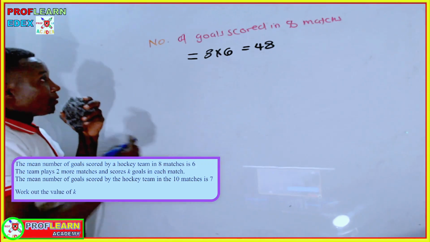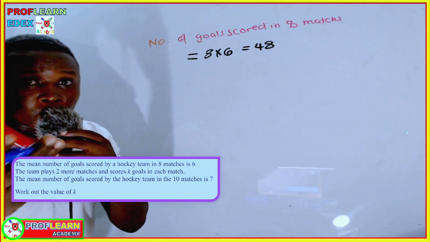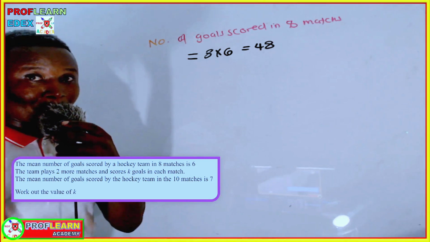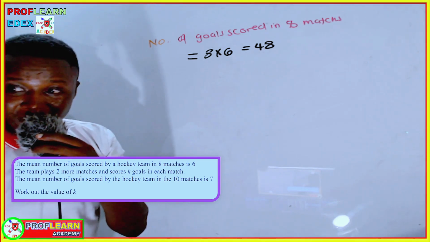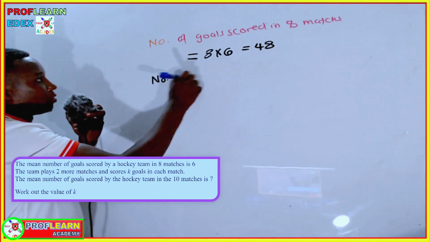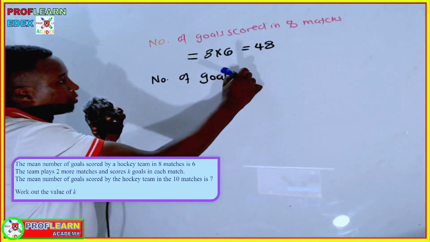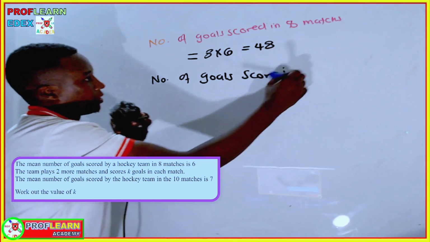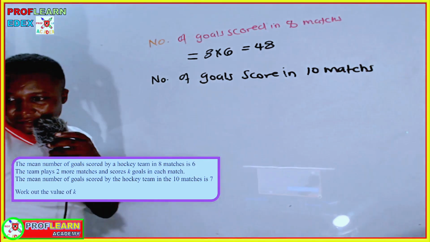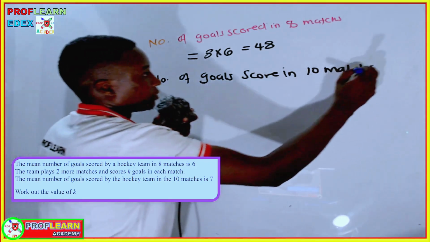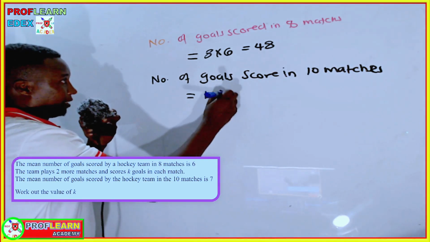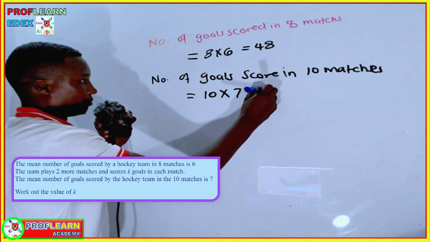Then we are told that the team again played 2 more matches, so the total number of matches becomes 10. But the mean for the 10 matches is actually 7. So the number of goals scored in 10 matches is going to be equal to 10 times 7, which becomes 70.